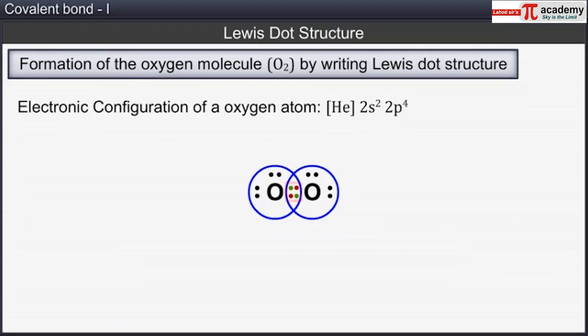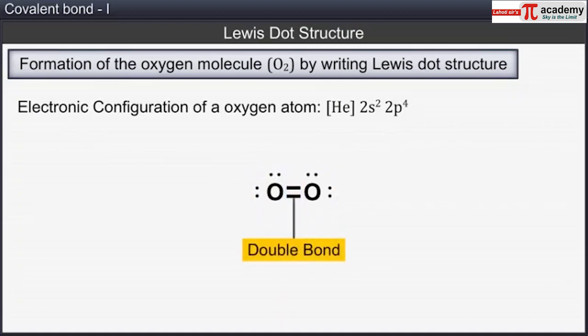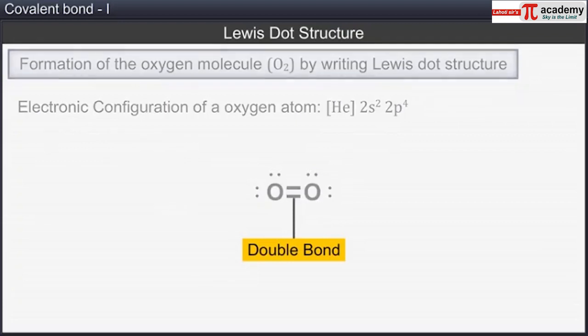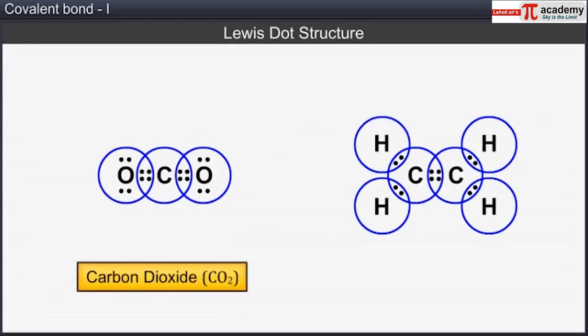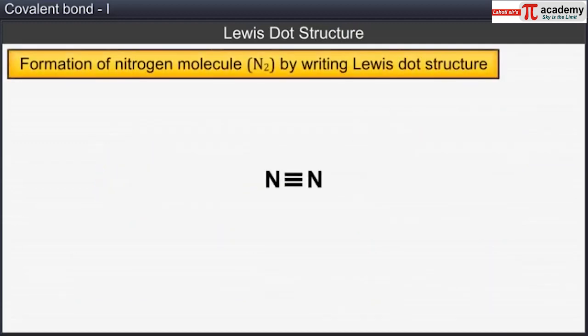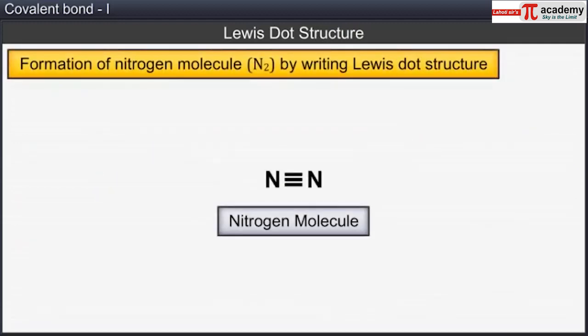As the 4 electrons in 2 electron pairs are shared between 2 oxygen atoms, the 2 oxygen atoms are said to combine by a double bond in the oxygen molecule. Similarly, we can show the formation of carbon dioxide and ethylene, C2H4, molecules by Lewis dot structures as shown. Let us understand the formation of the nitrogen molecule using the Lewis dot structure.